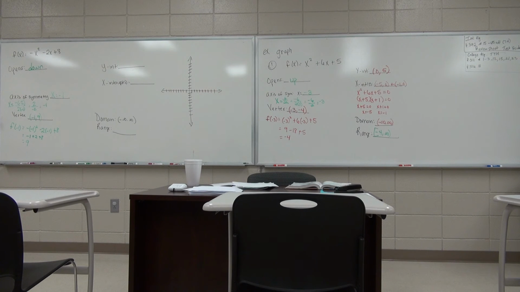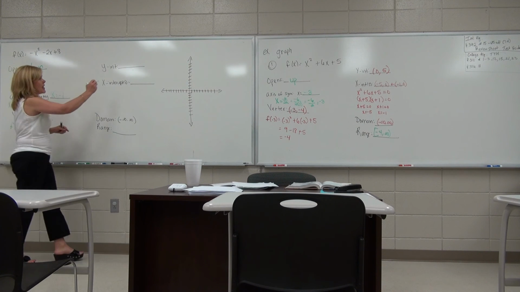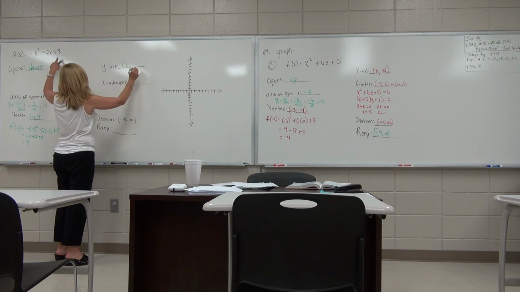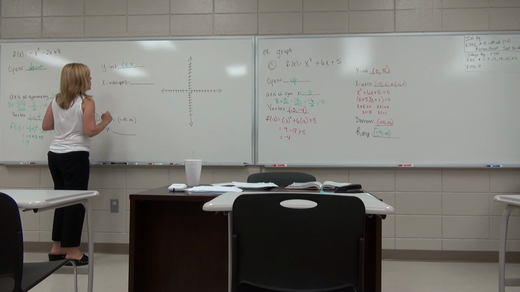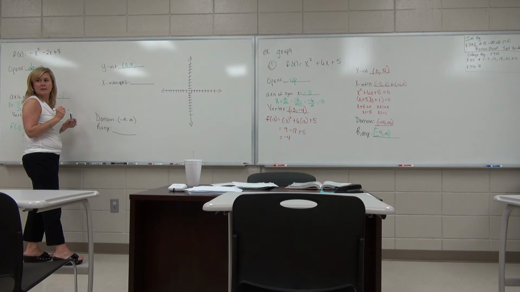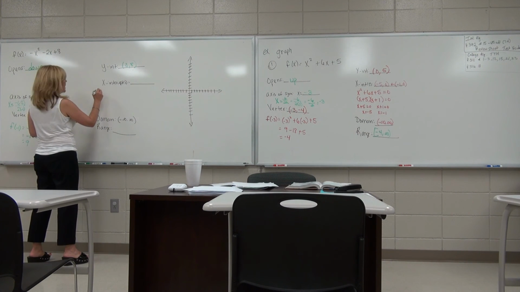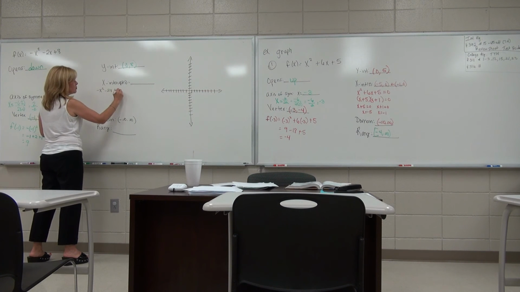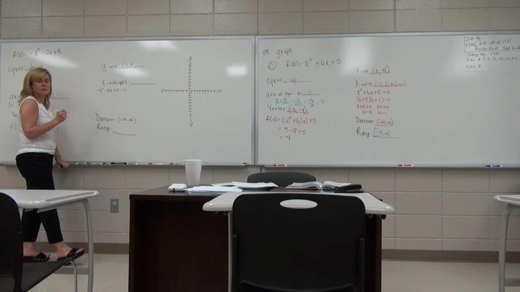My y-intercept is when x is 0, but it always will be the constant term. So my y-intercept is the point 0, 8. Now x-intercept is what makes this function equal 0. So that's when negative x squared minus 2x plus 8 equals 0.